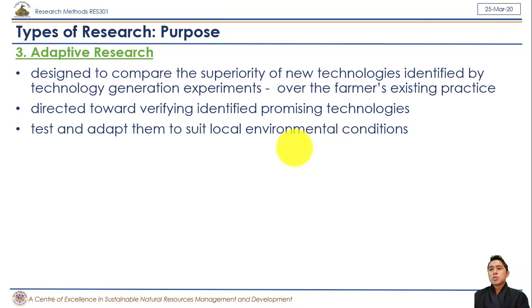The next research type is adaptive research, where basically if you have got two technologies, you are going to choose the best one of the two and apply it to the field. If you have got two methods, you are going to pick up the one best method and apply that to our field.